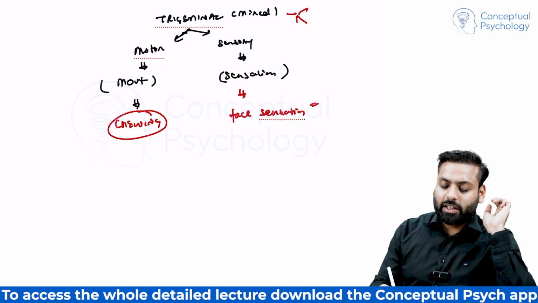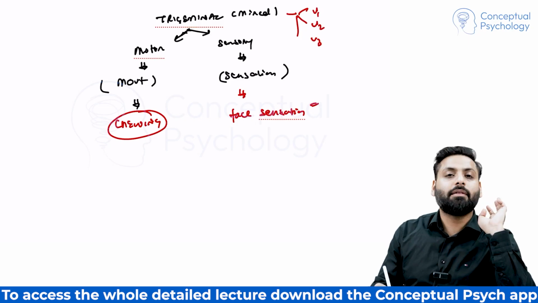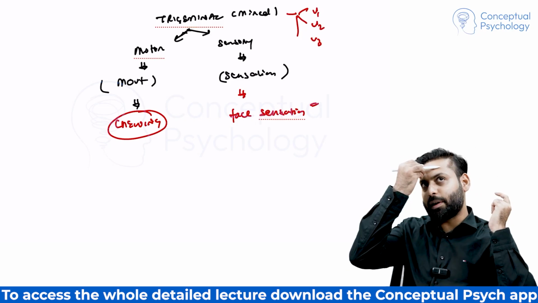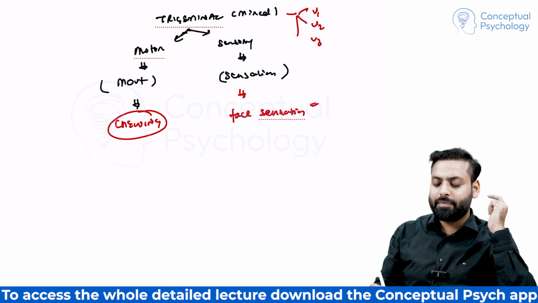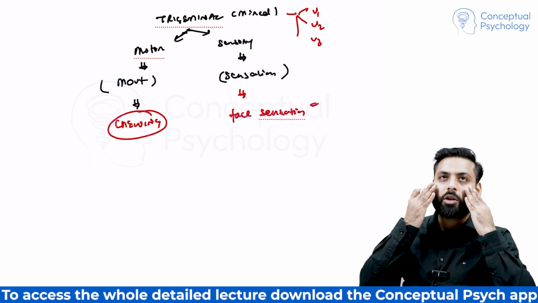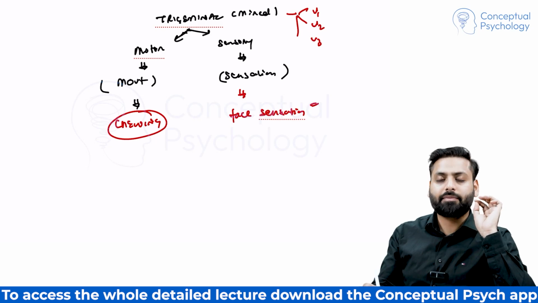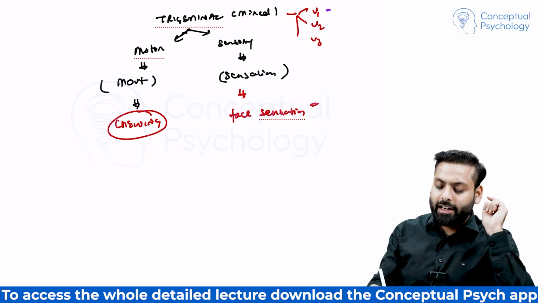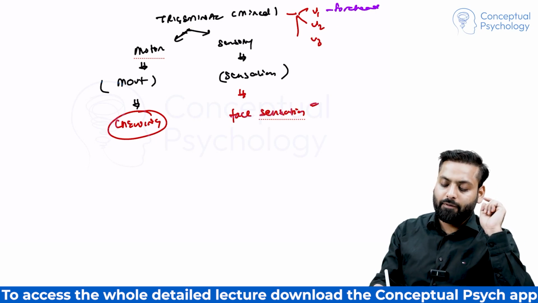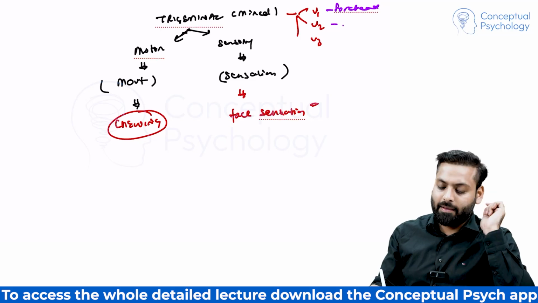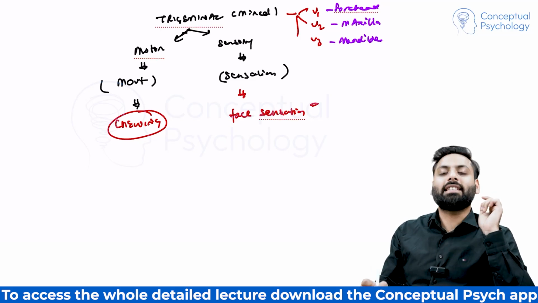Trigeminal nerve has three divisions: V1, V2, V3. V1 supplies the forehead area. V2 supplies the maxillary area. V3 supplies the mandibular area. This area, forehead, is V1. Maxilla, this bone, is V2. And V3 is mandible. Done.